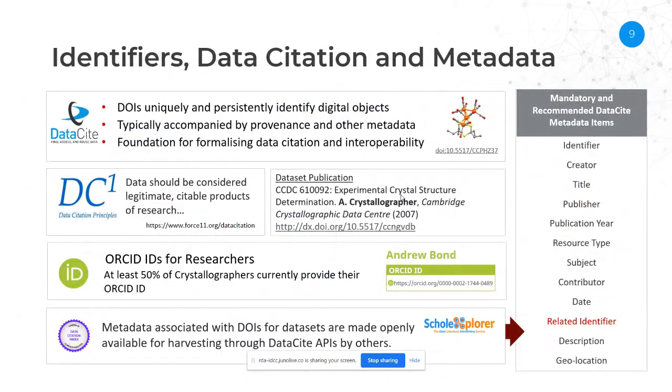We assign DOIs to our data sets, but as important is the fact that behind that with DataCite is a metadata registry that allows others to come along and discover the metadata, create links from other resources, include it in resources such as the data citation index and what have you.